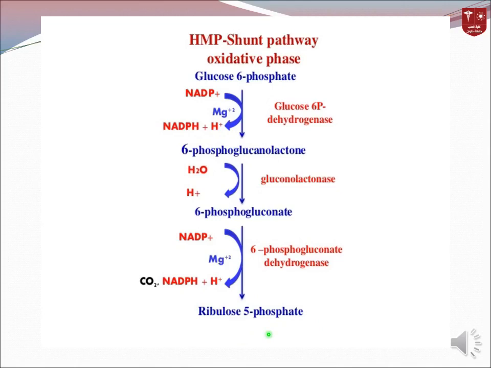So through this pathway, glucose is converted to NADPH and ribose sugar, which enters in the structure of DNA and RNA. We can convert glucose, which is a hexose, to pentoses like ribose and ribulose 5-phosphate.